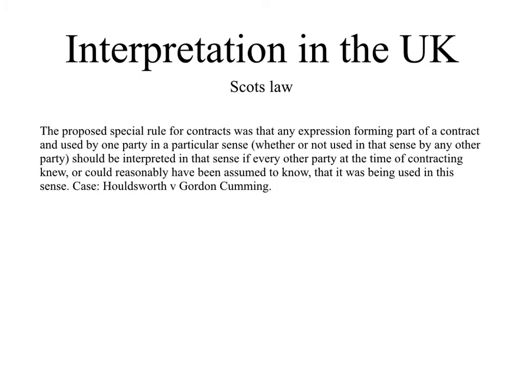The proposed special rule for contract interpretation was that any expression forming part of a contract and used by one party in a particular sense, whether or not used in that sense by any other party, should be interpreted in that sense if every other party at the time of contracting knew or could reasonably have been assumed to know that it was being used in this sense. The appropriate case law is Houldsworth v Gordon Cumming.